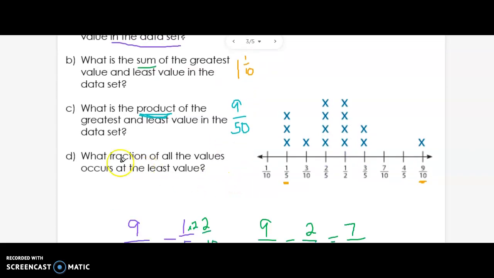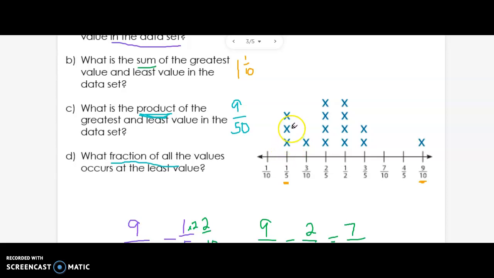Let's move on to part D. It says, what fraction of all the values occurs at the least value? Okay, so what fraction, this is kind of an interesting question, of all the values occurs at the least value? Okay, so now in order to find the fraction of all the values that occurs at the least value, we need to figure out two things. We need to figure out what are all the values, how many, I should say. Well, we've got to find out how many are there. So let's count to find out.